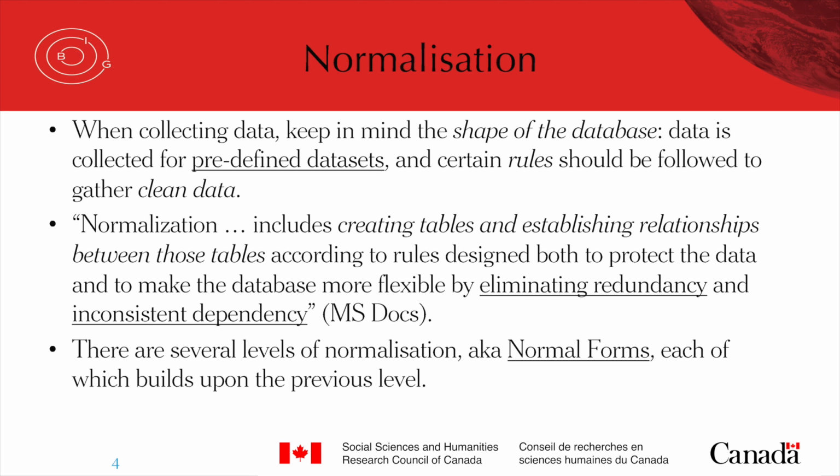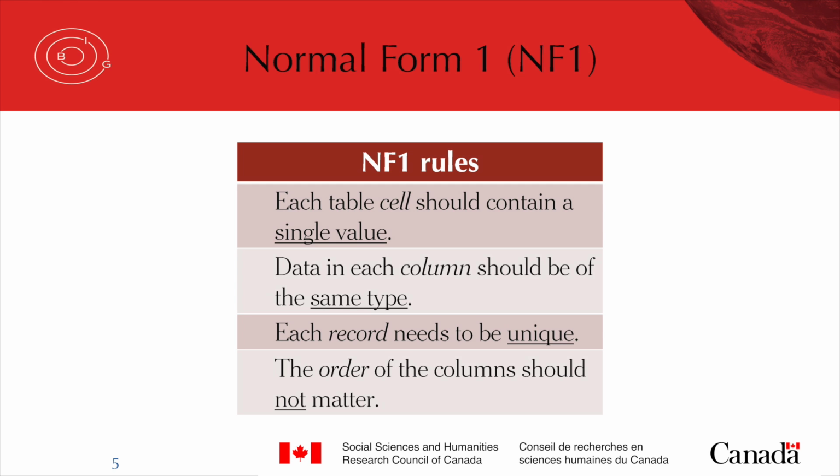There are several levels of normalization, also known as normal forms, each of which builds upon the previous level. For example, if the first set of rules is observed, the database is said to be in first normal form. With the second rule, it'll be in second normal form, and so on. For our purposes here, which is first and foremost about gathering clean data, first normal form is the most important, at least for a start.